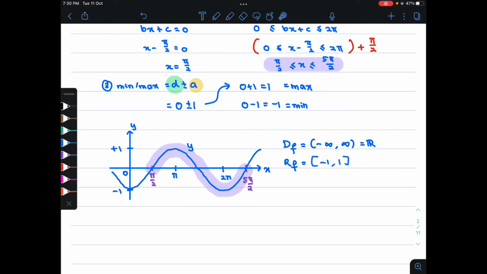The other way of finding range is just by looking at the minimum and maximum point. So you know that the minimum is negative 1 and the maximum is positive 1. So that's how you write the range, simply by looking at the values of your minimum and maximum.